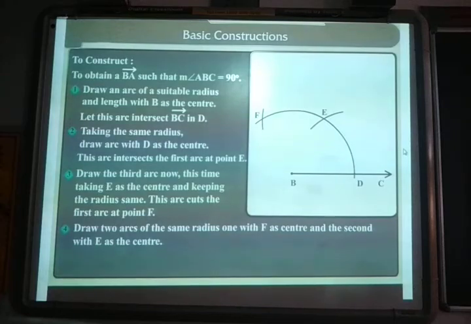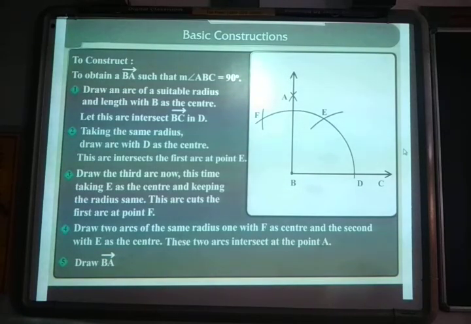Draw two arcs of the same radius, one with F as the center and the second with E as the center. These two arcs intersect at the point A. Now, produce ray BA. We have angle ABC of measure 90 degrees.